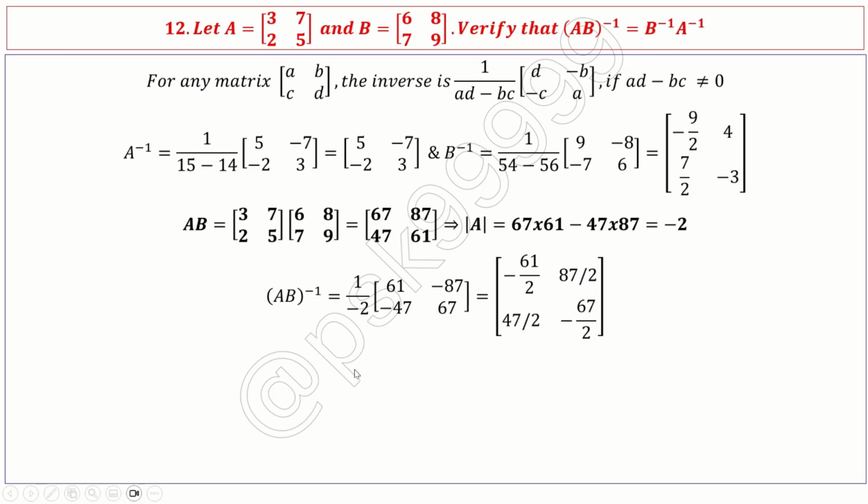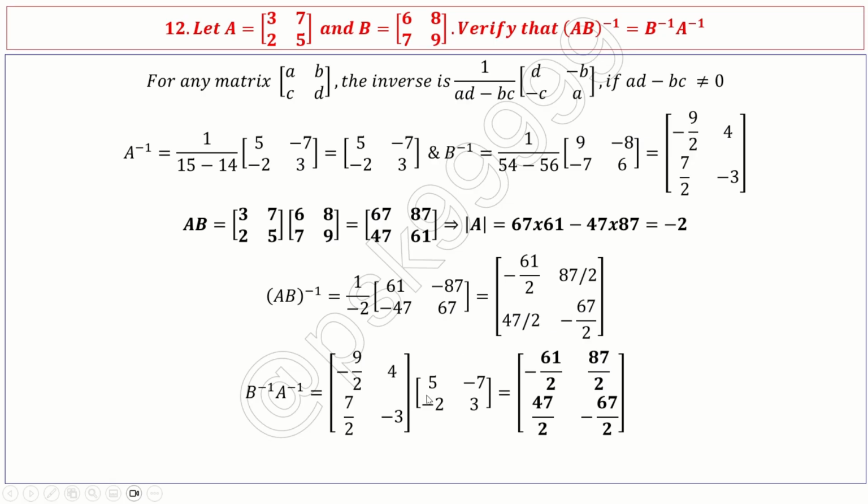Now all I need is, this is my AB inverse, which is already there. If I multiply B inverse into A inverse, I should get this value. So cross check B inverse into A inverse. If I cross check, I am getting the same value. Which means AB whole inverse equals B inverse into A inverse. This is verified. Next.